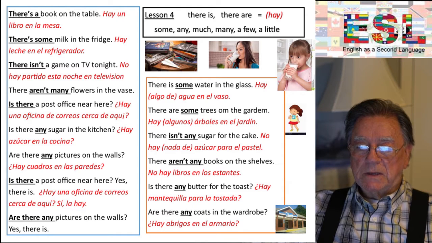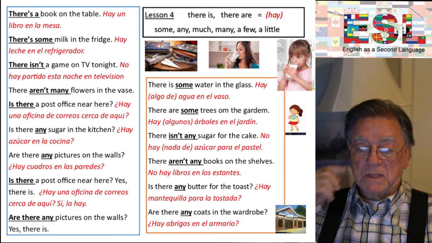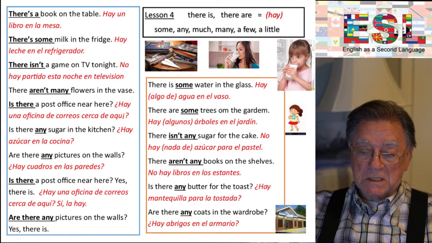And then we have, there are some trees in the garden. I don't know what word I was trying to type there. Forget that word that I wrote, it's not right. There are some trees in the garden. Hay algunos árboles en el jardín. There are some. Algunos árboles en el jardín.